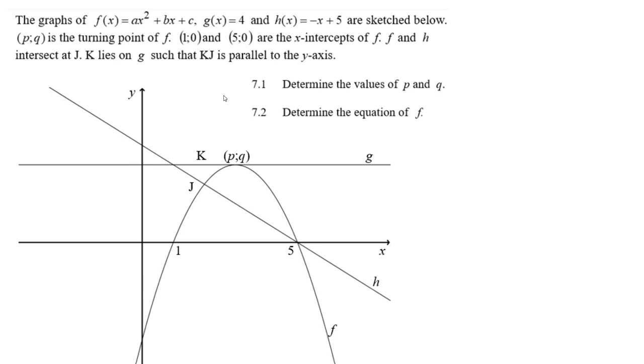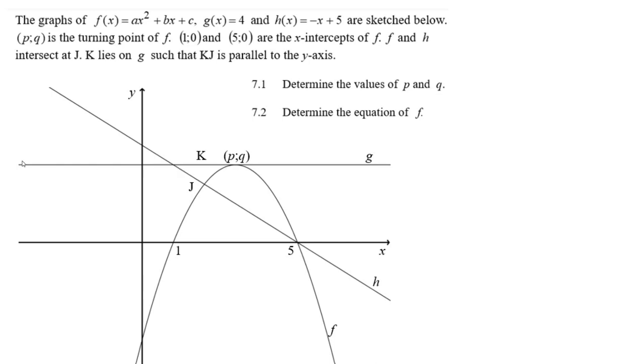Okay. Well, let's try this question. They say there's this f(x) is ax² + bx + c. Well, that's the standard form of a parabola. So there, f, that makes sense. I know a must be negative because it's unhappy, and (p, q) is the turning point.